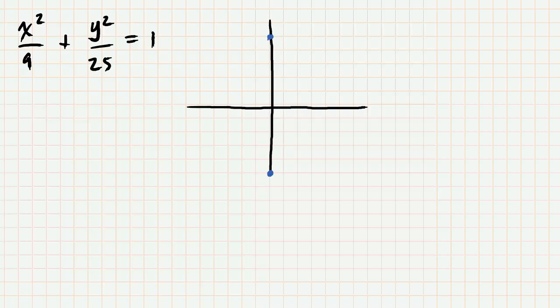And now let's eliminate the y to find the x-intercepts. So we plug in y equals 0, multiply by 9, and we're going to get that x is equal to plus or minus 3.